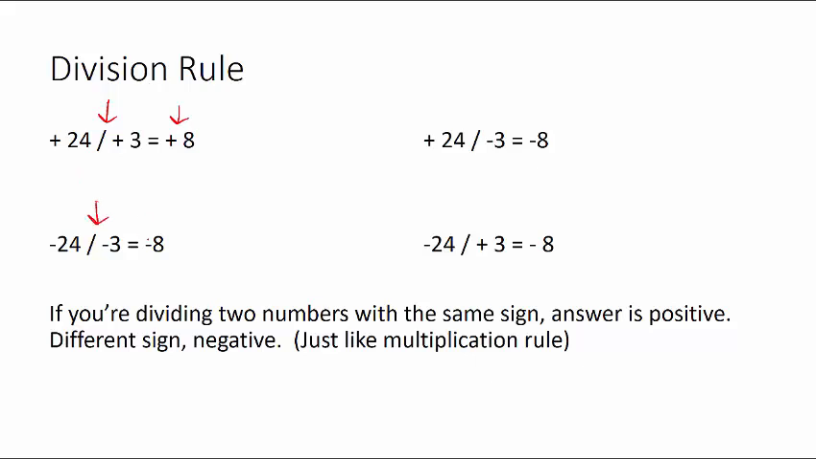Same signs, this should be a positive 8. So 24 divided by 3 is 8. Negative 24 divided by negative 3 is going to be positive 8. So if you have the same sign, it's going to be a positive answer. Different signs, you're going to get a negative answer. 24 divided by negative 3 is negative 8, and negative 24 divided by positive 3 is negative 8.